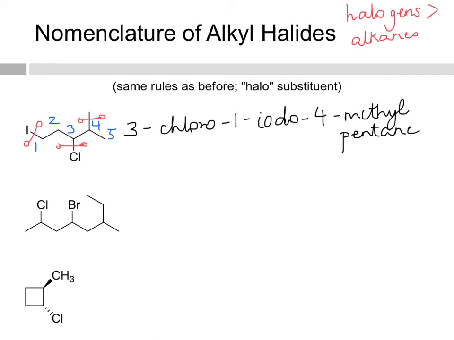Now let's try the second example. The longest carbon chain is 8 carbons long. We're going to give the lowest possible number to the first substituent, so that means we'll start numbering from here. So that is 1, 2, 3, 4, 5, 6, 7, and 8. We have a 2-chloro, 4-bromo, and a 6-methyl substituent. Putting it all together, again remember to alphabetize.